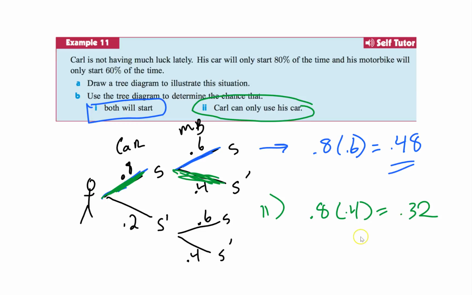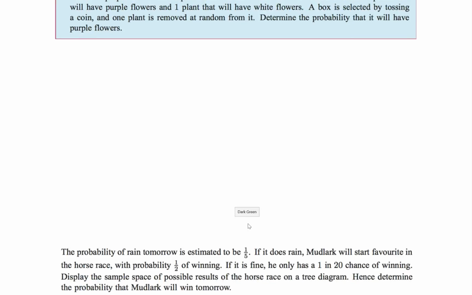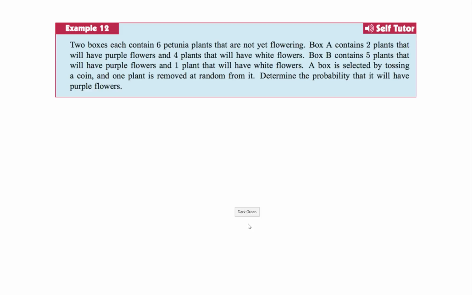Now let's get a little more advanced. Now, the problem's going to be a little confusing, but tree diagrams help it a lot. Two boxes each containing 6 petunia plants that are not yet flowering. So box A contains 2 plants that will have purple flowers, 4 plants that will have white flowers. So this is right. So box A, right, has 2 purple and 4 white.